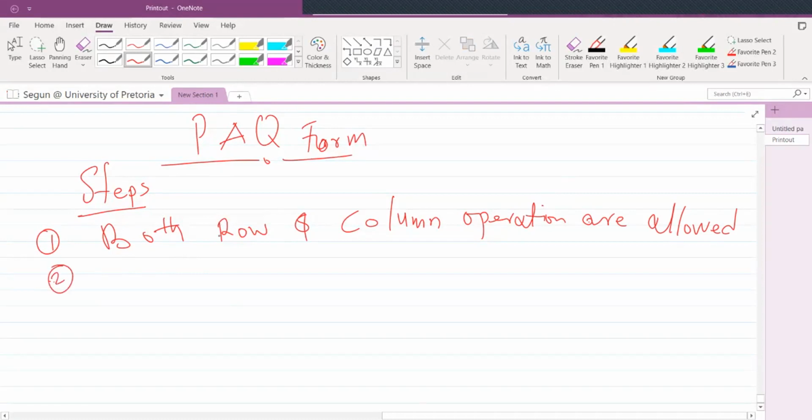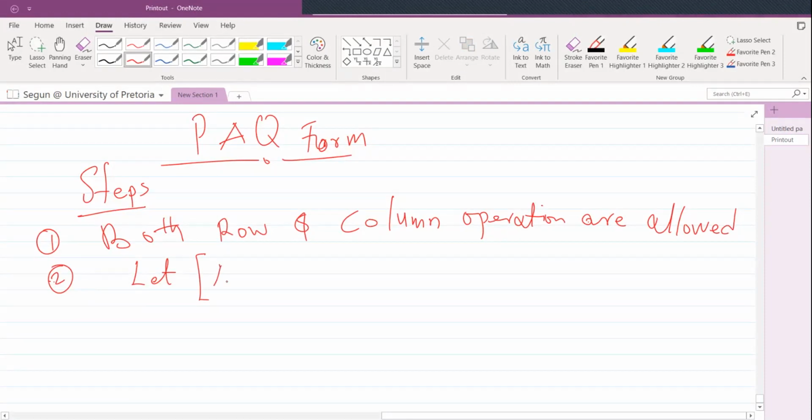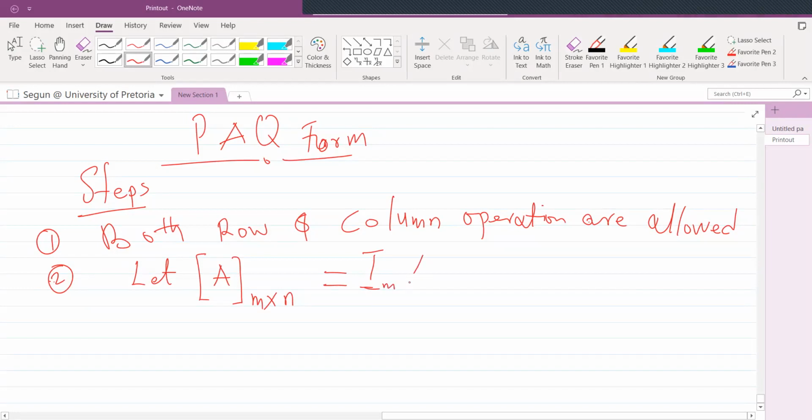Number two, anytime we have a matrix A, M by N, it always equals to I subscript M multiplied by A of matrix, then I subscript N. Now, listen, I means identity matrix. Please take note of that. Then, that is identity matrix of row and identity matrix of column.